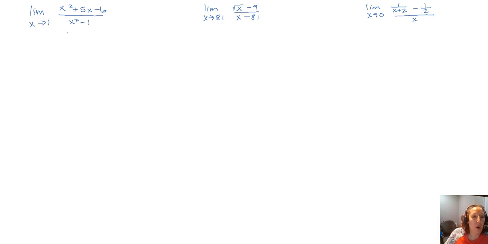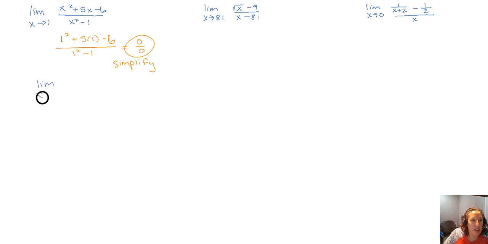And if we plug in a 1 there, we're going to get 1 squared plus 5 times 1 minus 6 over 1 squared minus 1. And we see that this gives us 0 over 0. Well, 0 over 0 is what we call an indeterminate form. So an indeterminate form means that we can simplify. So anytime you see 0 over 0, that means simplify your argument, simplify that function.